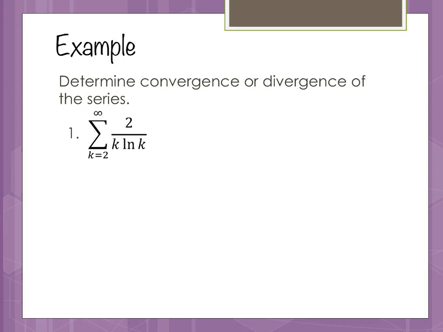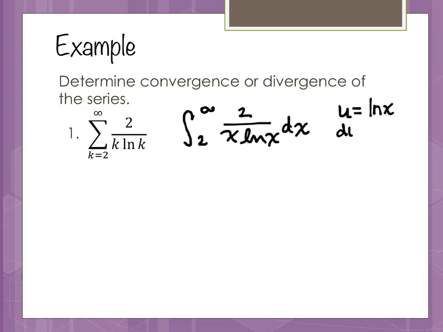Use substitution, definitely. So let me first write down the integration that we're going to be working on. We're going to attempt to do the integral from 2 to infinity of 2 over x ln x dx, turning all the k's into x's. And just as you said, this is actually going to be a u substitution. So what should u be? u is ln of x, which means that du is 1 over x dx.